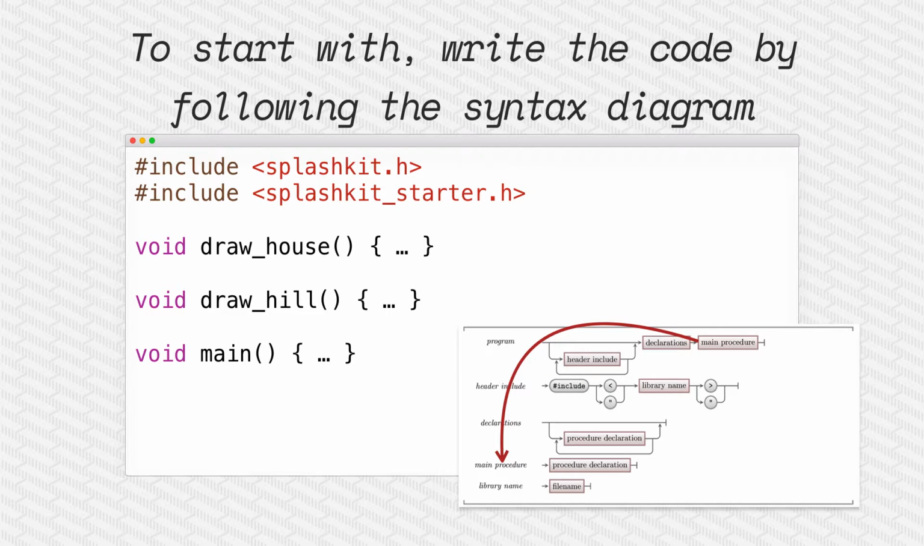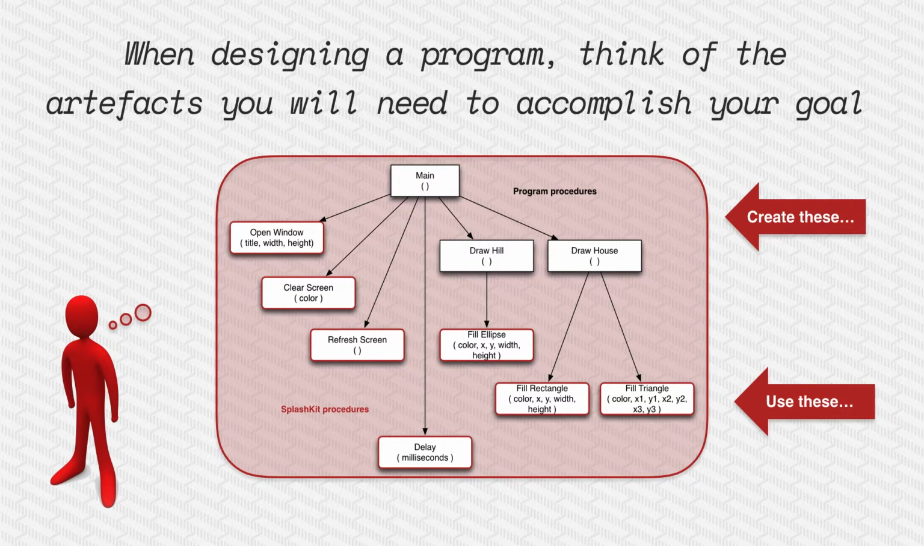Awesome. So when you're designing a program, what you need to do is think about the different artifacts that you're going to need to accomplish that program's goal. So if this program was supposed to draw, looks like it's supposed to draw a hill with a house on it. Yeah, you would have to think about opening the window, getting the screen ready, drawing to the screen, drawing the hill, drawing the house.